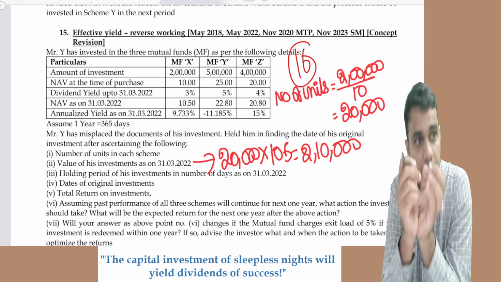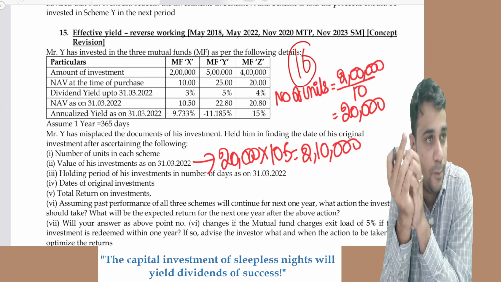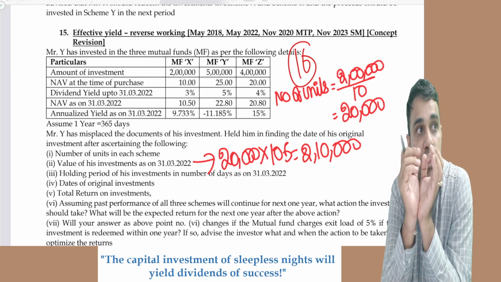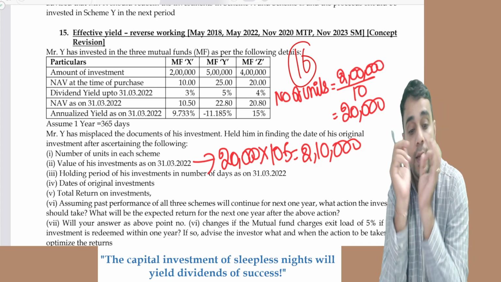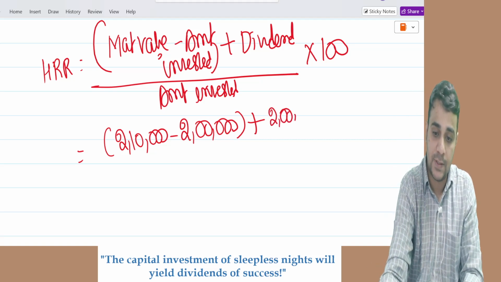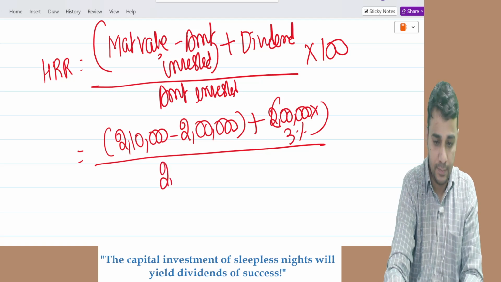Dividend rate is on the face value. In this case, both are the same, I think 10 rupees, but okay. Still, it is to be computed only on your yield. The yield part computation is on the amount invested. 2 lakh into 3%, whole divided by 2 lakh into 100.